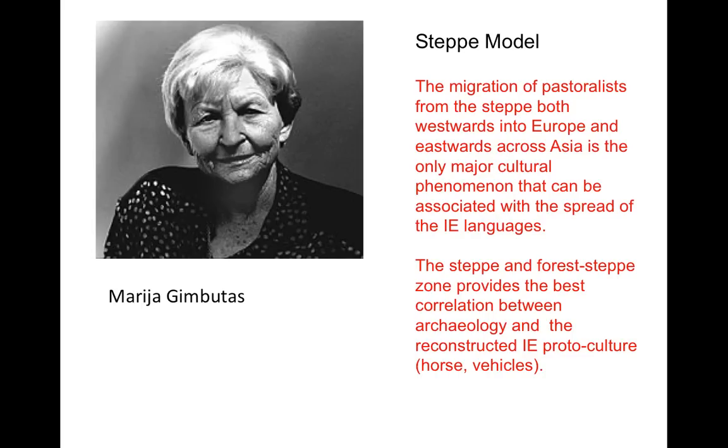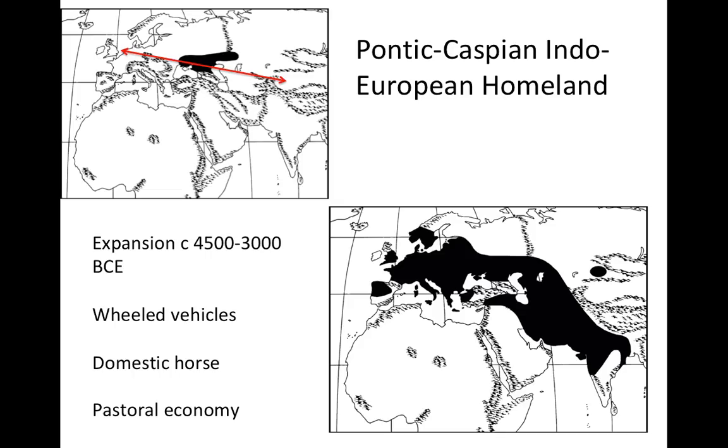is the region that best accommodates the type of society that linguists seem to recover from comparing the Indo-European languages, which suggests that they had the horse, they had wheeled vehicles, and a few other items. And therefore, we have a Pontic-Caspian Indo-European homeland located, as you see in the upper picture, that over a period of around 4,500 to 3000 BC is argued to have expanded right across Europe to the Atlantic, into the British Isles, and as well to the east, to India, and also into eastern China. Carrying wheeled vehicles, domestic horse, and a pastoral economy.